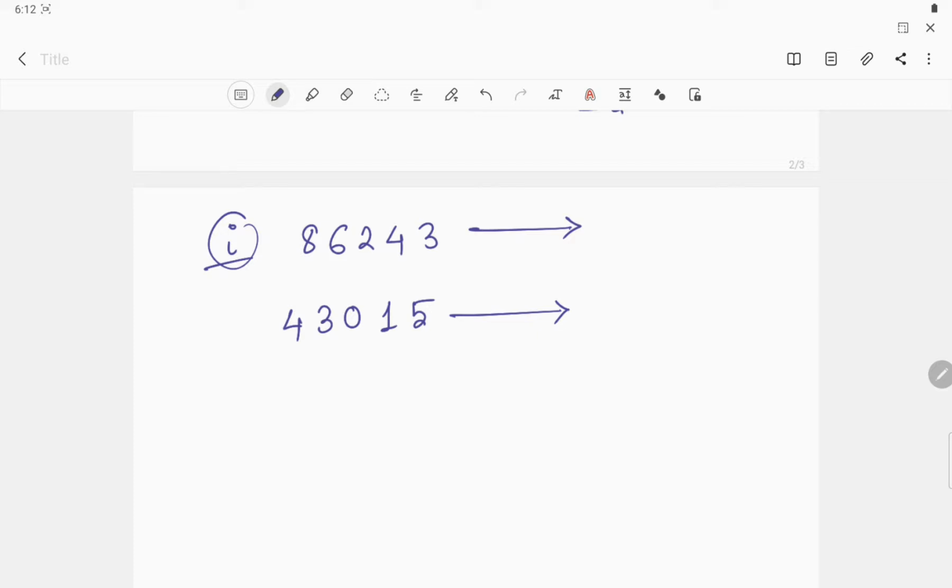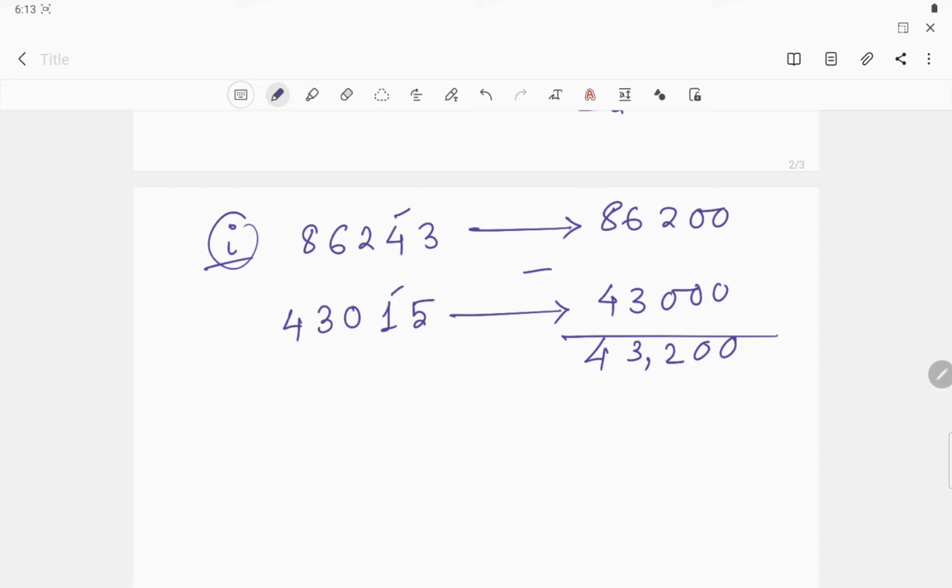Question 1 says 86,243. So this is 4 and this is 1, so it can be rounded to 86,200, and it can be rounded to 43,000 only, right? Now subtract it. 0, 0, 2, 6 minus 3 is 3, and 8 minus 4 is 4, so the answer will be 43,200.